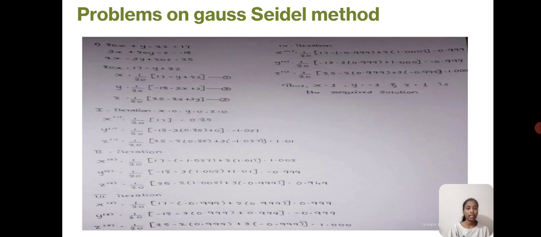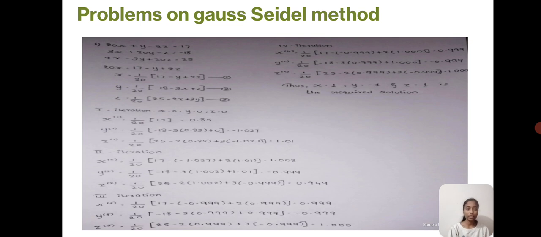equation 3. Let us do first iteration by taking x is equal to 0, y is equal to 0 and z is equal to 0. x raised to 0 is equal to 1 by 20 of 17, that is equal to 0.85. y raised to 0 is equal to 1 divided by 20 of minus 18 minus 3 of 0.85 plus 0, that is equal to minus 1.027. z raised to 0 is equal to 1 by 20 of 25 minus 2 of 0.85 plus 3 of minus 1.027 is equal to 1.01.